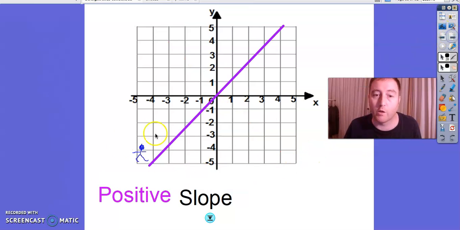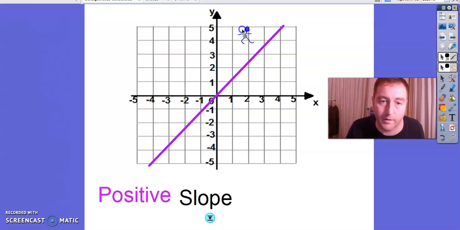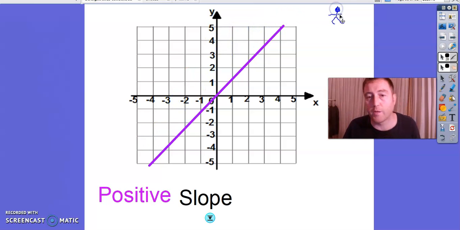Okay. We can also have a positive slope. So if our little man is walking up the hill, he's getting higher and higher, that's a positive. He wants to get up to the top of the mountain. So it's a positive slope if it's going uphill, negative downhill.